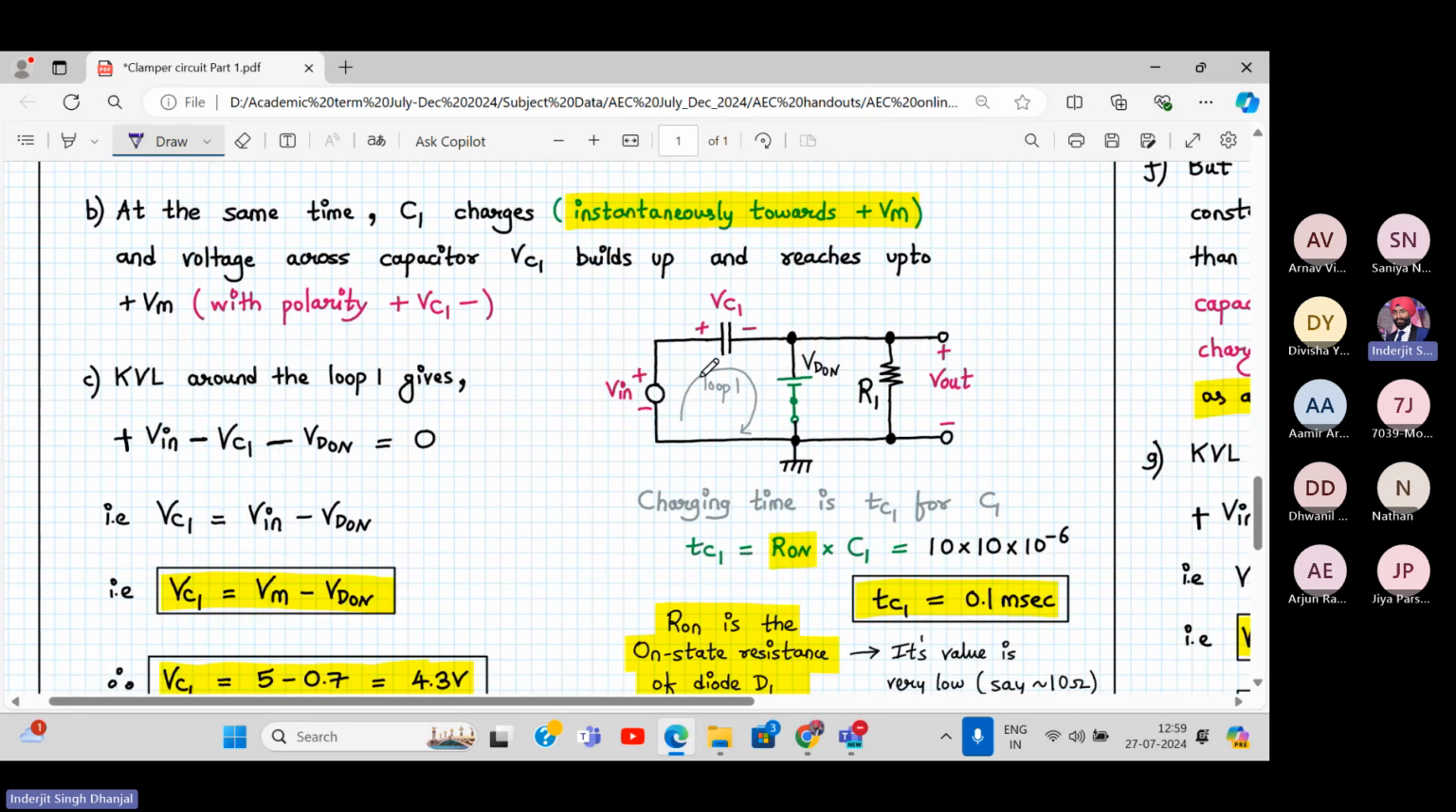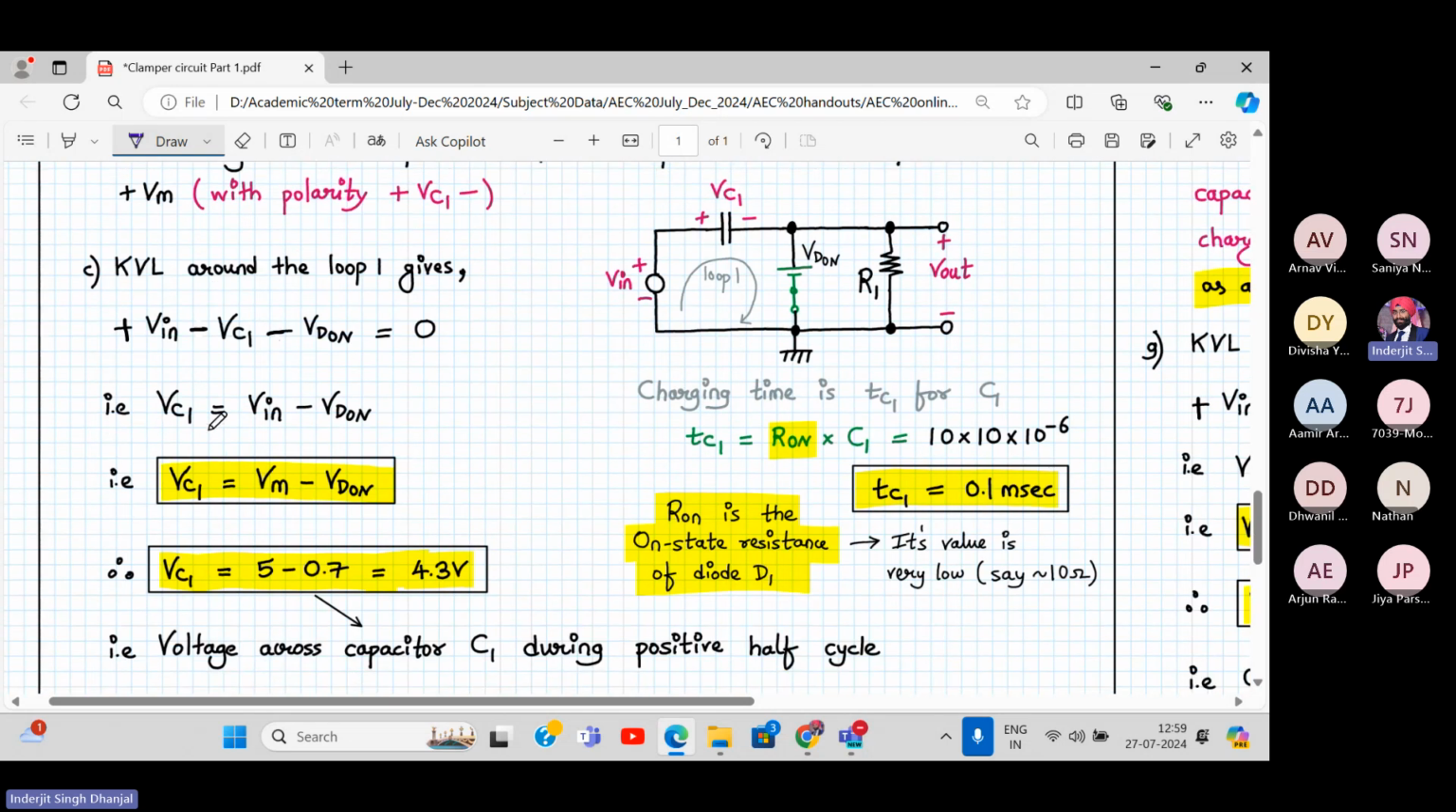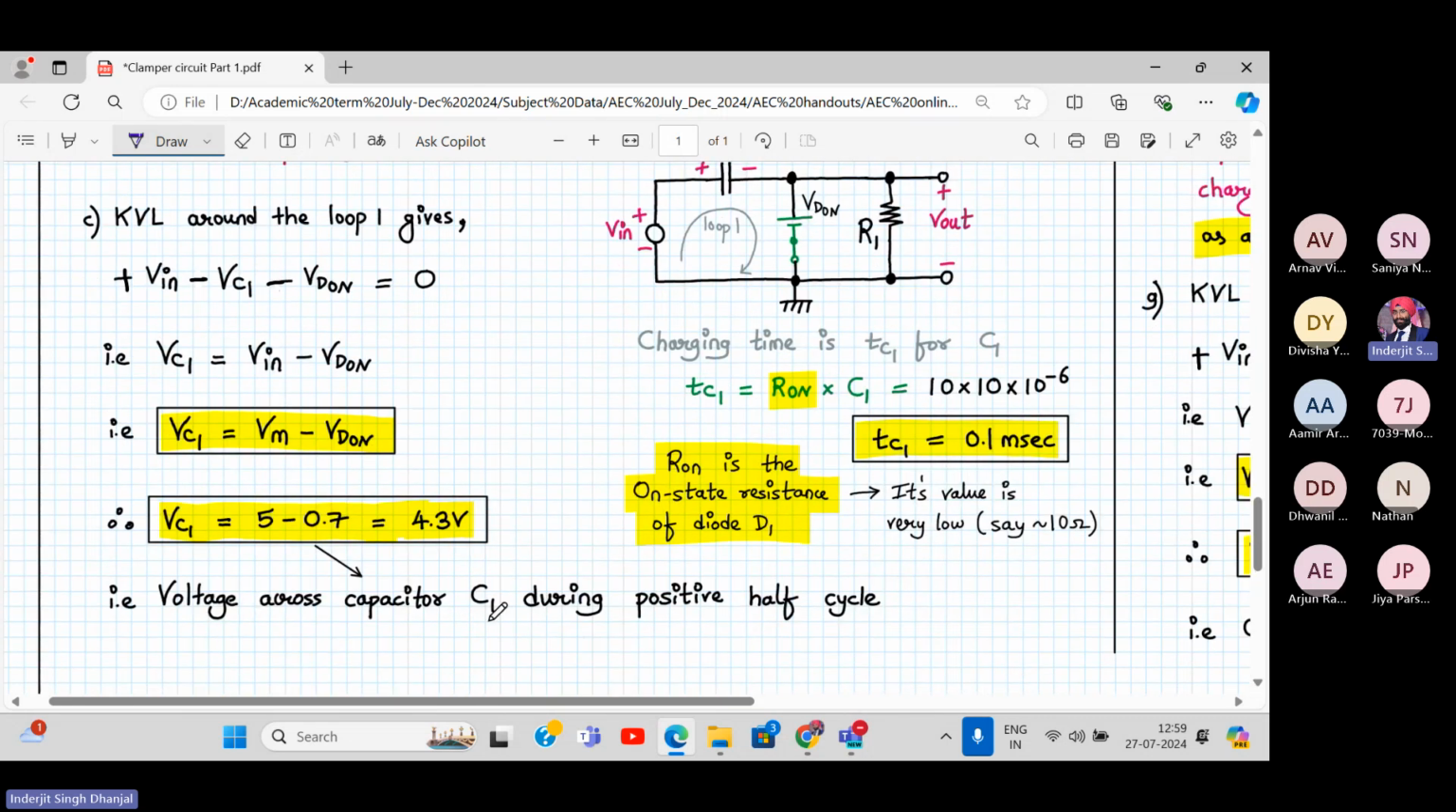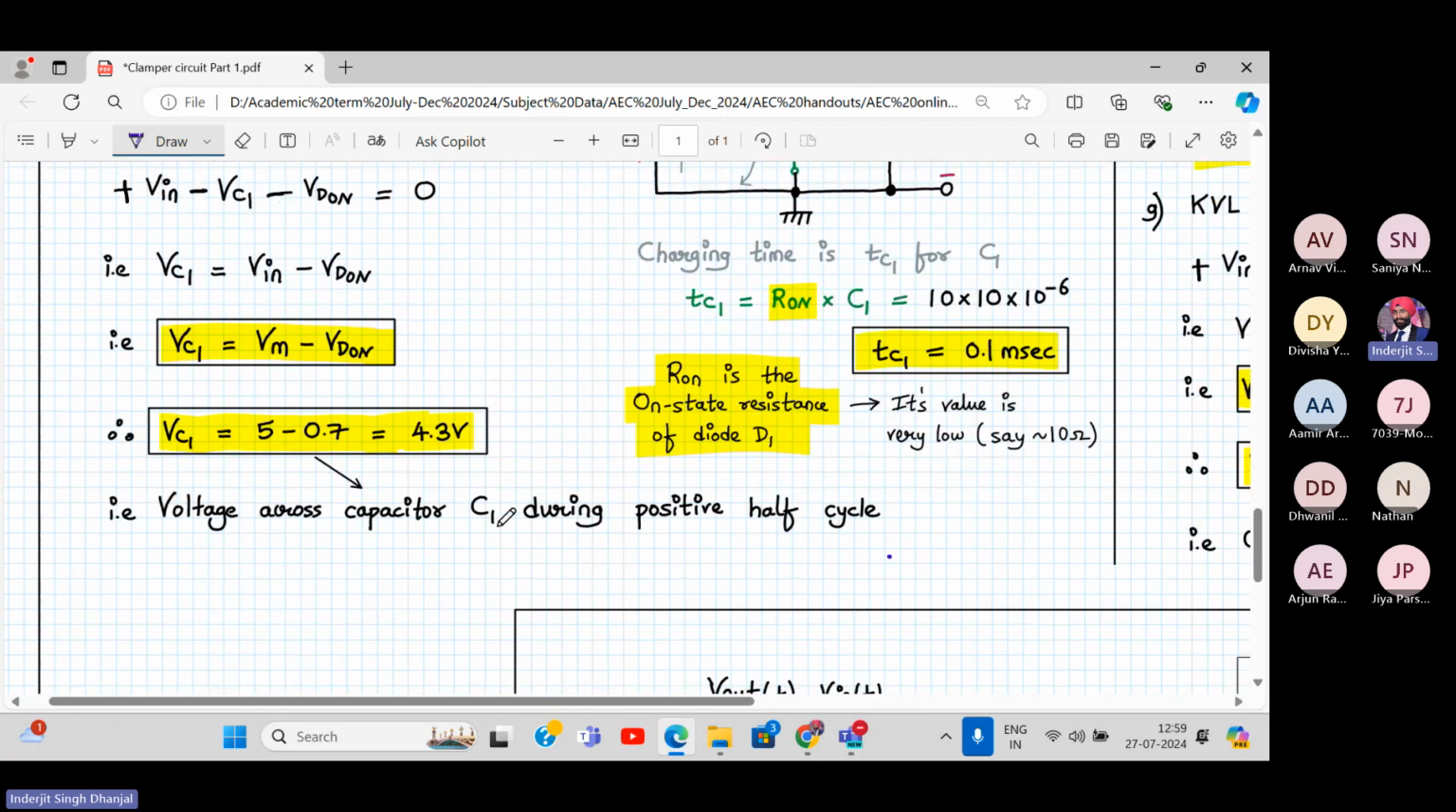So now we apply the KVL around this loop. So what do we get? V in plus V in minus VC1 minus VD on is equal to 0. So how much is VC1? V in minus VD on. And V in is nothing but Vm. Vm is 5, so VC1 will be 5 minus 0.7. This will be 4.3 volt. So the voltage across the capacitor C1 during the positive half cycle reaches up to 4.3 volt. All right.